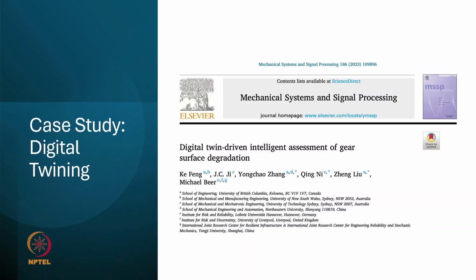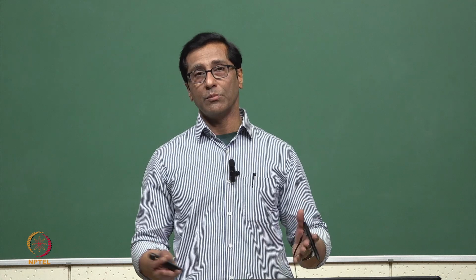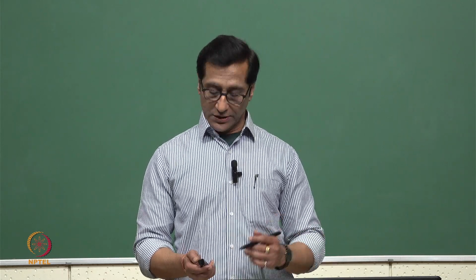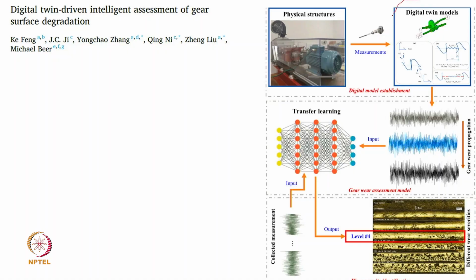The paper is a case study on a digital twin: digital twin driven intelligent assessment of gear surface degradation. All the concepts we have learned in previous lectures, I'm trying to combine and explain through this research publication. You can see here the digital twin model and the physical one. Of course, they have not shown a complete model. They have shown some signatures, and then the complete physical system which they made and engaged. In addition, they did some simulation.